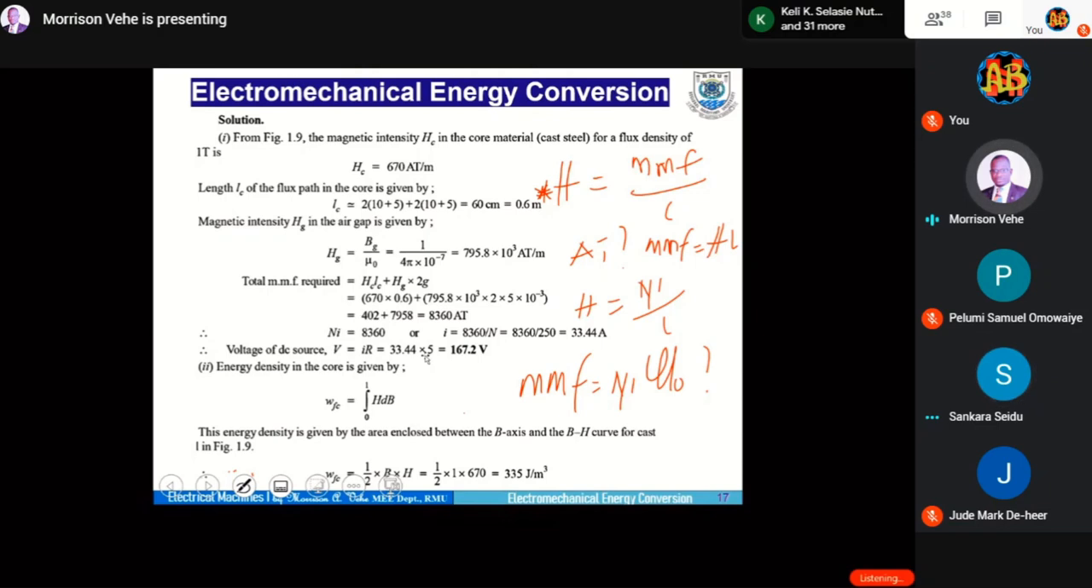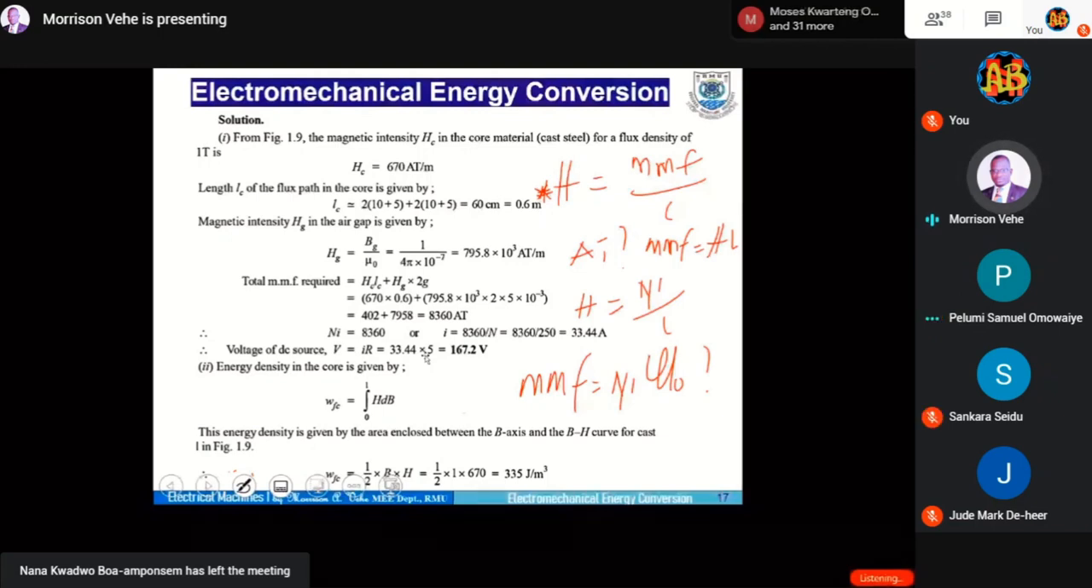So we can see how, what will it be? The half base times height. That is half times b times h, right? Yes, sir. Which is equal to 1 over 2 times 1 times 670, right? Yes, sir. Okay.